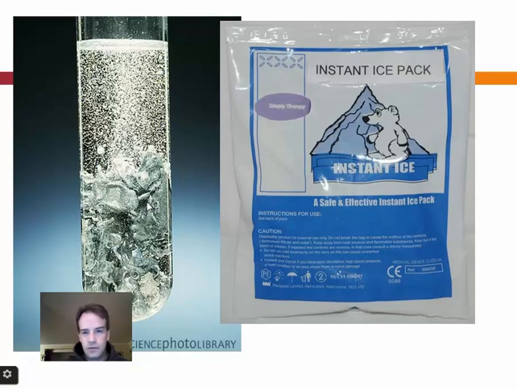These are examples of chemical changes. We talked about the instant ice pack here. We break it, mix it together. We know there's a chemical reaction occurring because there's a change in temperature. This is zinc and hydrochloric acid. We can see hydrogen gas being produced here, these bubbles.